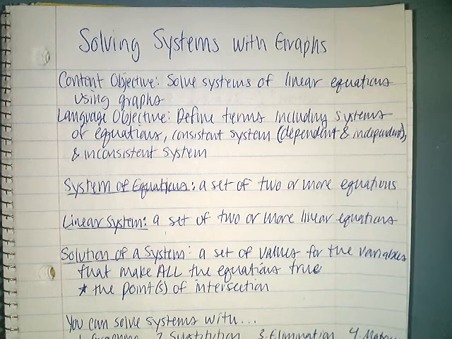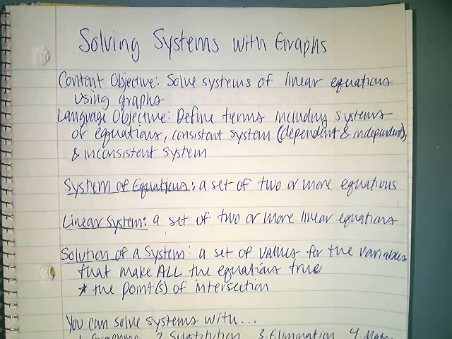Okay, so today's notes are on solving systems with graphs. Our content objective is to solve systems of linear equations using graphs, and our language objective is to define terms including systems of equations, consistent systems, including dependent and independent consistent systems, as well as inconsistent systems.